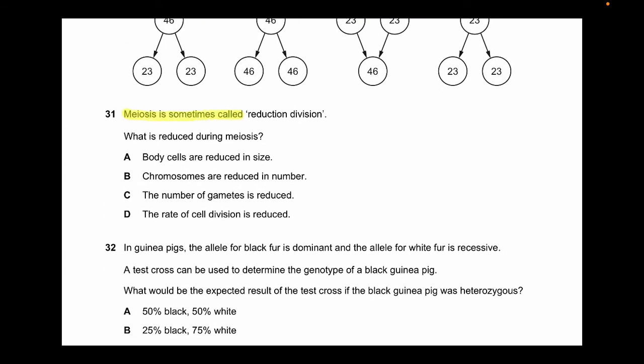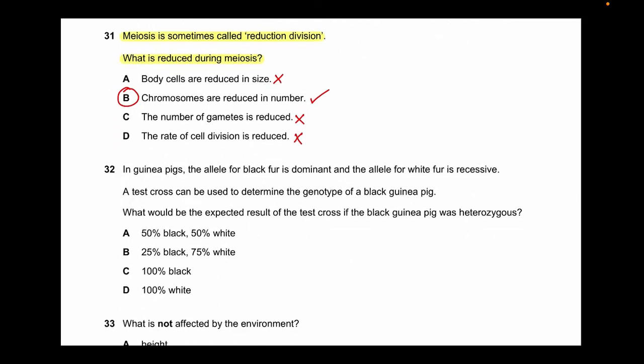Meiosis is sometimes called reduction division. What is reduced during meiosis? Body cells are reduced in size? No. Chromosomes are reduced in number? Yes. Chromosome number reduces. It exactly halves. The number of gametes is reduced? No. The rate of the cell division is reduced? No. So B, chromosome number is reduced.